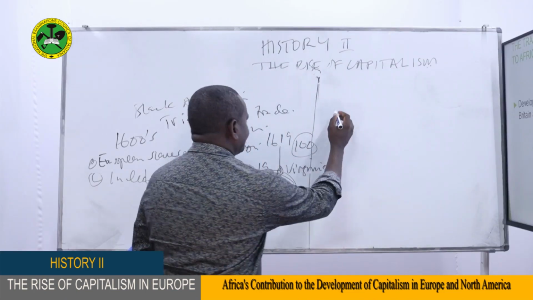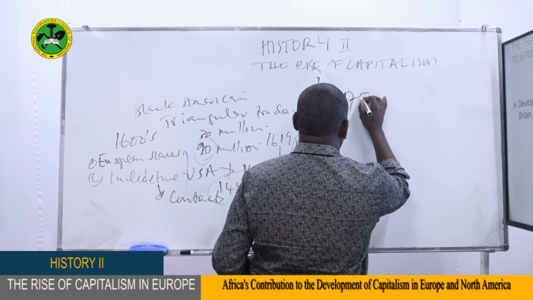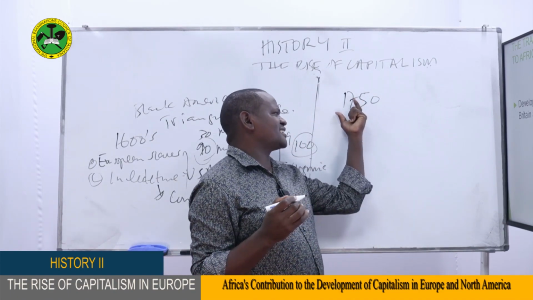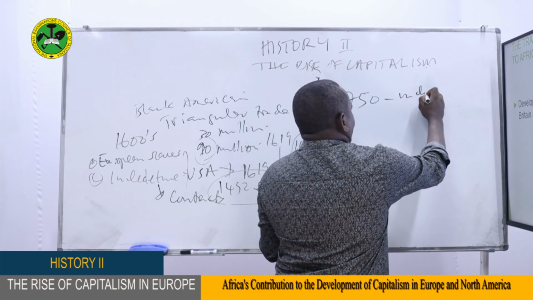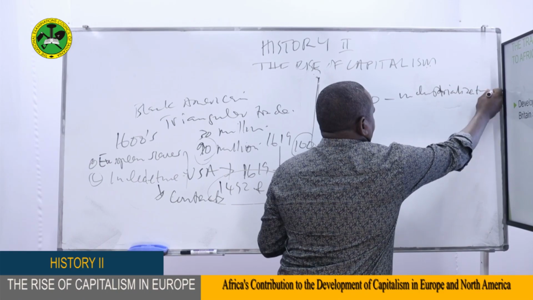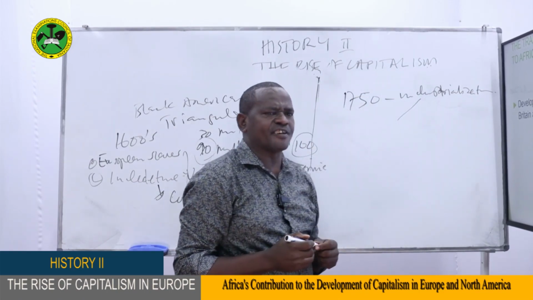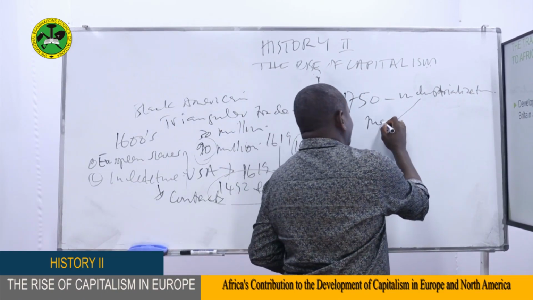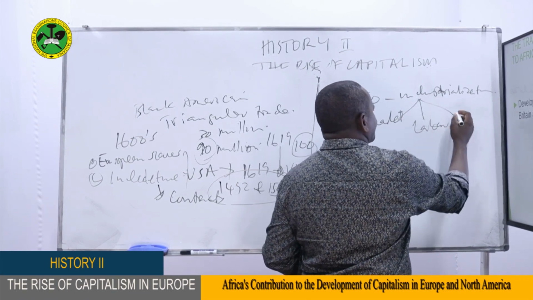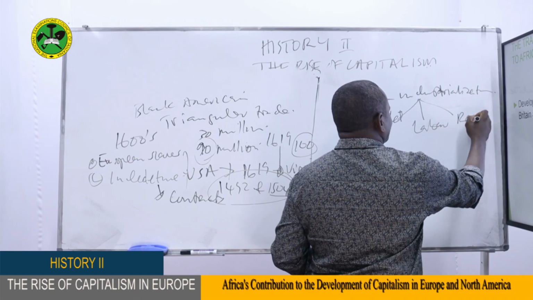Remember, Britain was the first country in the world to undergo industrialization, and that was in 1750, the second half of the 18th century. And you know that industrialization, my dear students, needs several things. One, they need market. Two, they need labor, cheap labor. Three, of course, they need raw materials and so on.